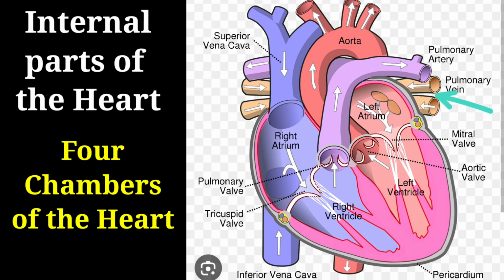Now the pulmonary veins are the vessels which connect the lungs to the heart also. And then these pulmonary veins are carrying the oxygenated blood. Okay, so the oxygenated blood will go to the left atrium and then pass through the mitral valve and then go to the left ventricle.